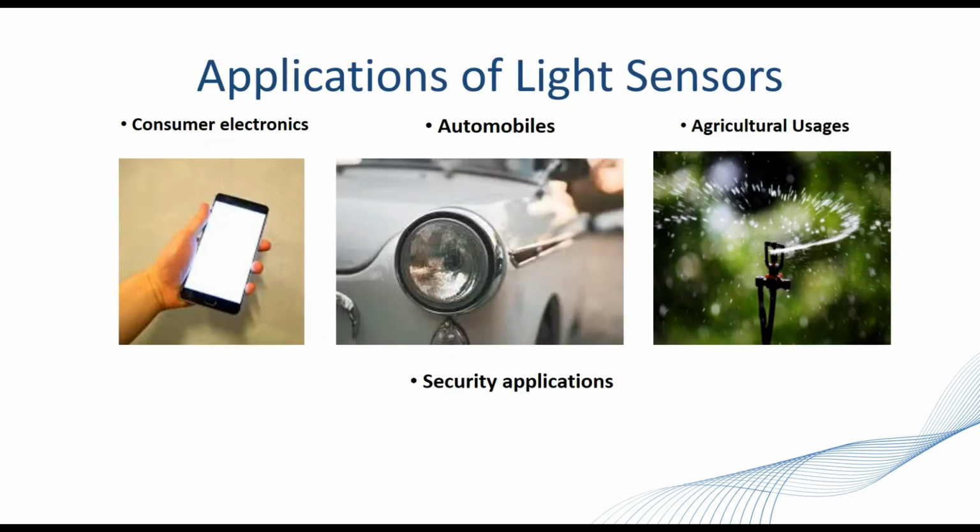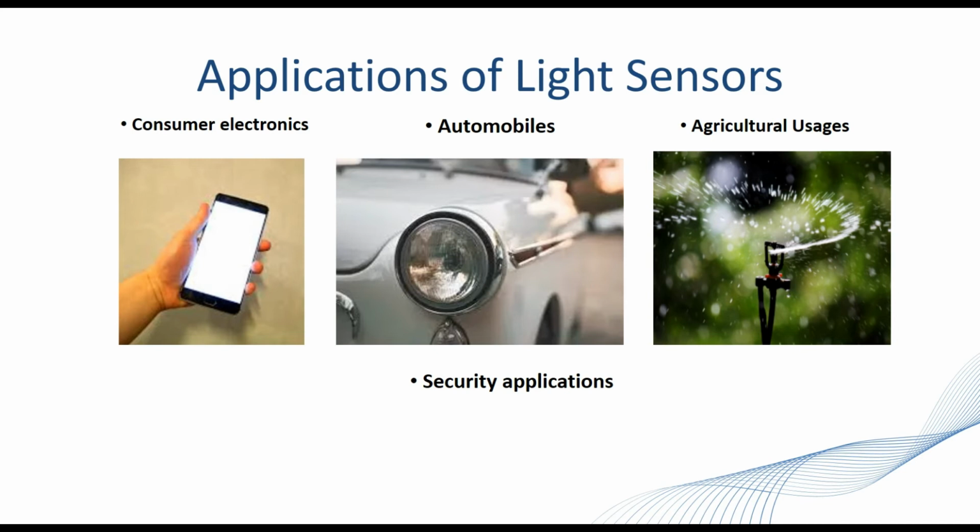Now, what are the uses of a light sensor? Here are some applications of light sensors. Consumer electronics. It allows auto-screen brightness adjustment. It measures the ambient light level of your surroundings and determines the suitable brightness of your screen. For automobiles, it supports the driver's field of vision. The light sensor detects surrounding ambient light, and if it's getting too dark, it will automatically turn on light systems.